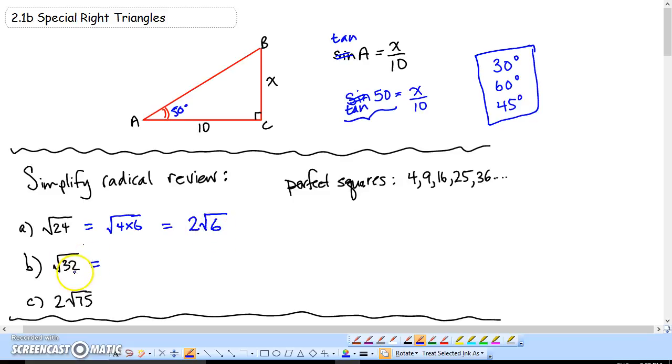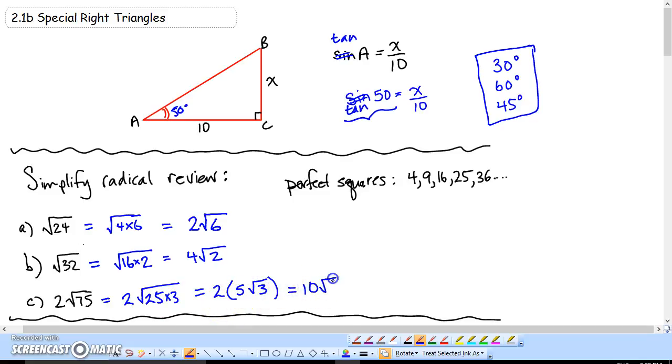The same with root 32, just being careful to try to find the greatest perfect square that divides into it. So in other words, the square root of 16 becomes 4. And the 2 inside does not have a divisor that is a perfect square, therefore it is simplified. If it's already a mixed radical, but the number inside has a perfect square that divides into it, then you would just continue on. 25 divides into 75 3 times. The square root of 25 is 5, and 2 times 5 is 10. So making sure we remember how to simplify a radical.